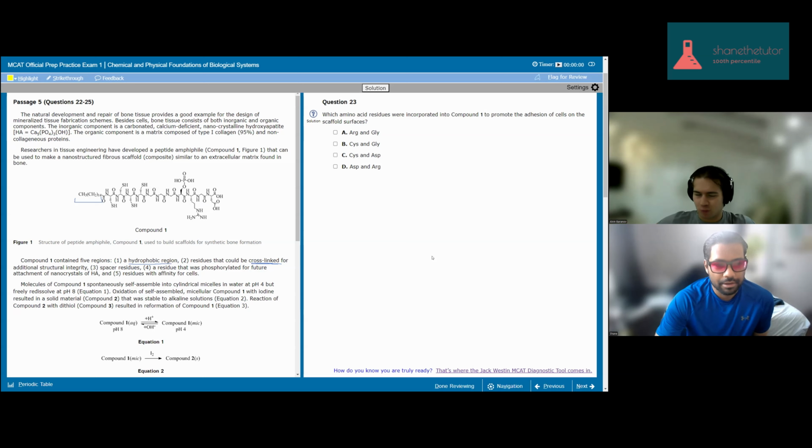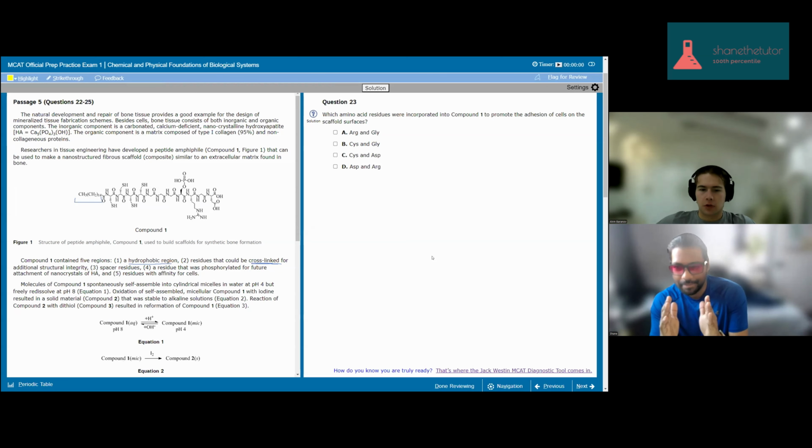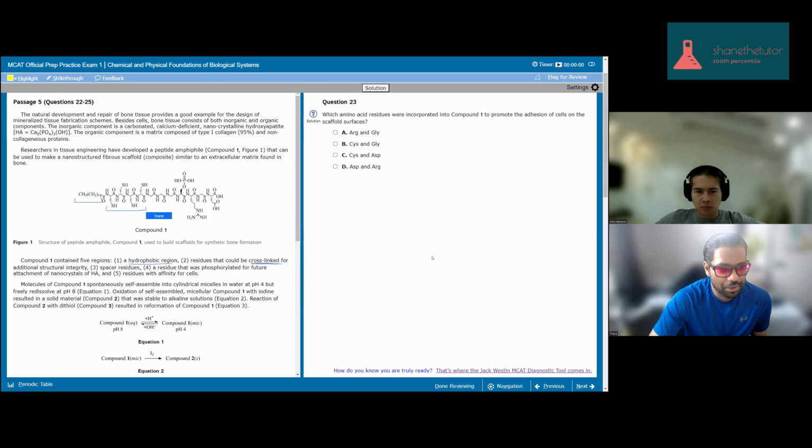So let's say we had two of these compounds and we connected them together. That could be through the disulfide bonds, right? Okay, got it. So, cross-link, disulfide bonds. All right, we have a bunch of those.